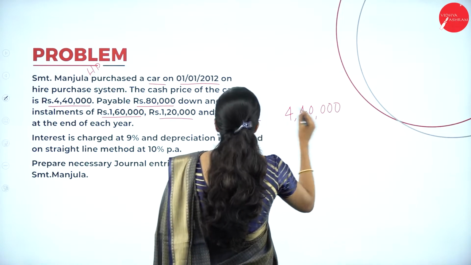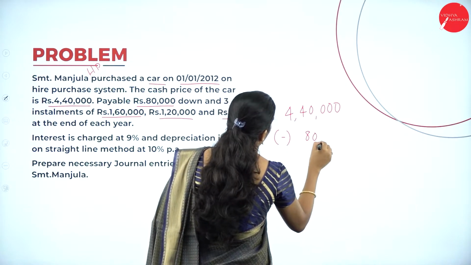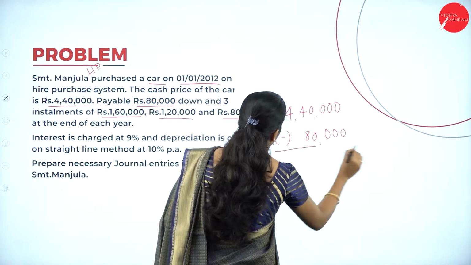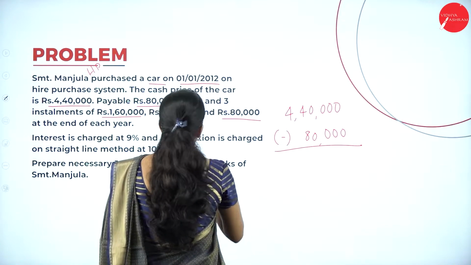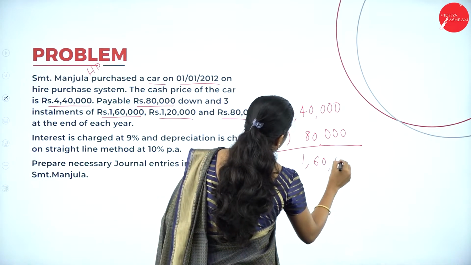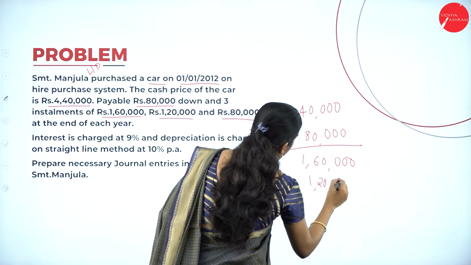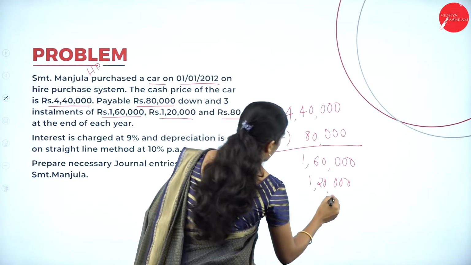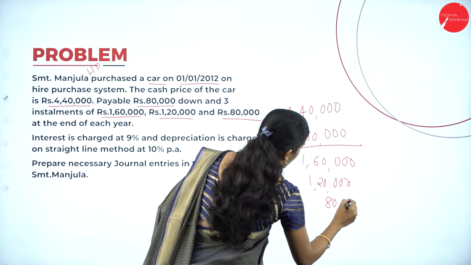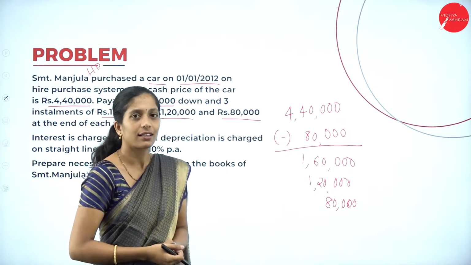4,40,000, out of which they have paid 80,000 as down payment. Now they have paid 80,000 as down payment and the remaining amount will be paid in 3 installments. How much? First installment is 1,60,000, second installment is 1,20,000 and third installment is how much? 80,000. So this is how they made the payment of rupees 4,40,000.